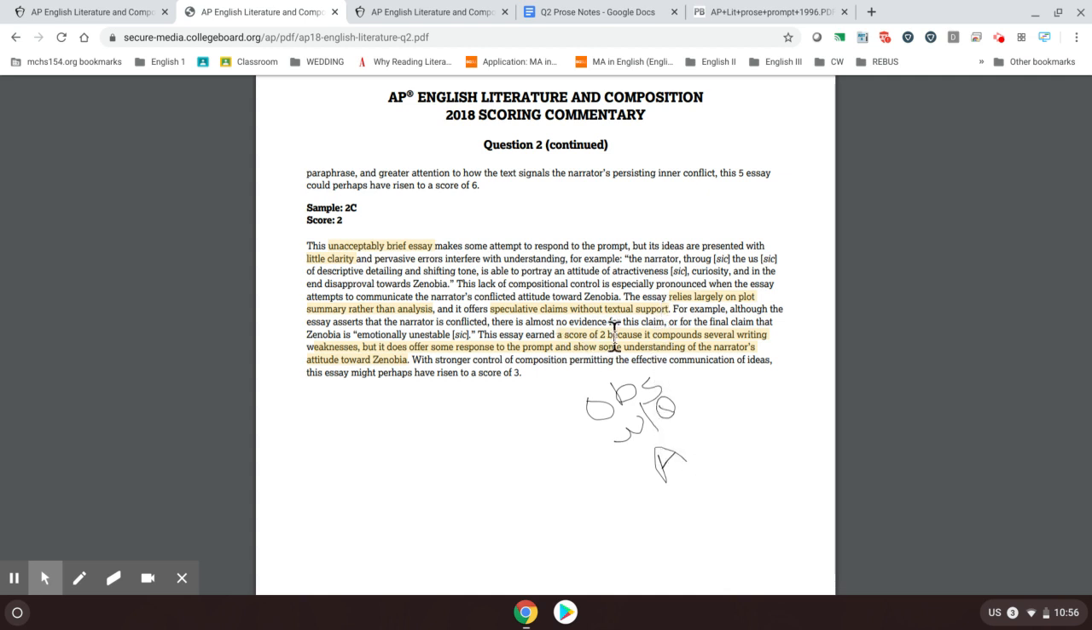And then at the end, it says this is why it earned a score of 2. Several writing weaknesses, but it does respond to the prompt and show an understanding of the attitude. And then it says how it could be improved.